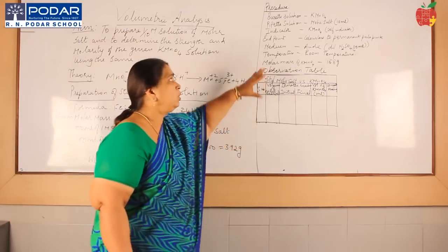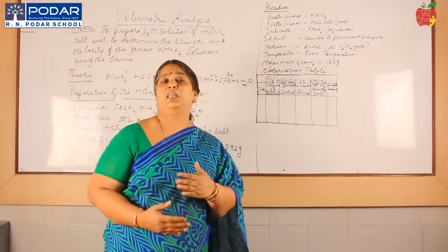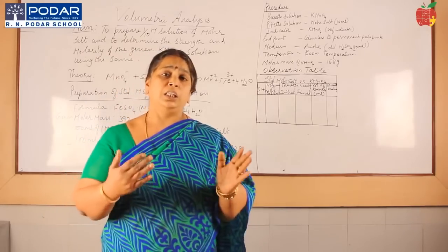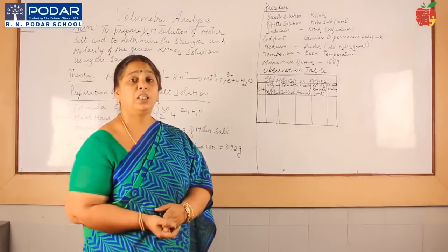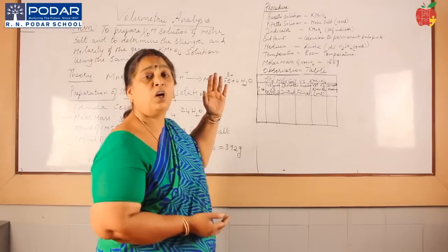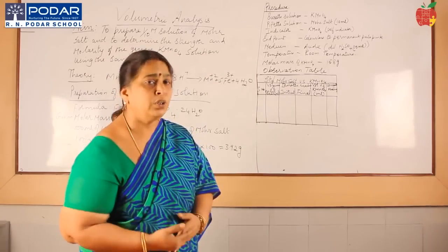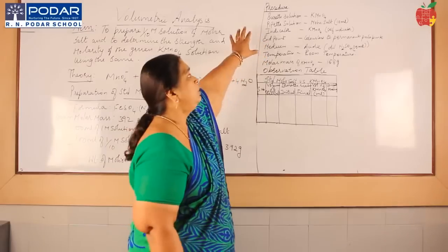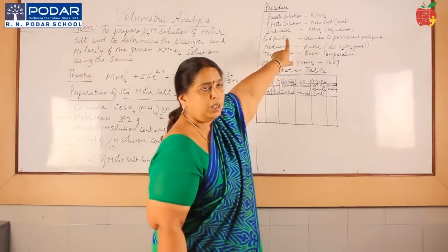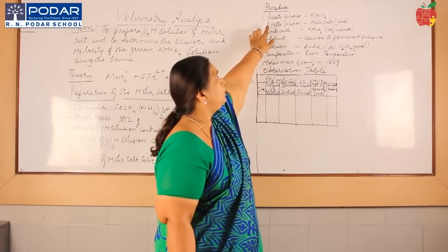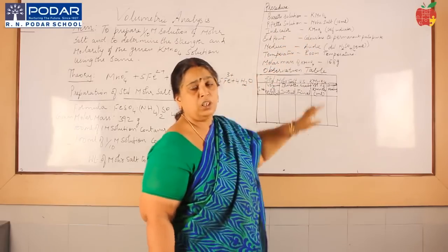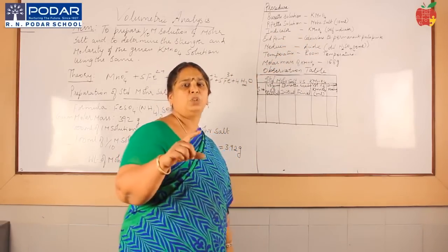Then we are coming to the procedure. You don't have to write a lengthy procedure as you have written in the journal, whether to wash the burette and all. But it is necessary that you mention what you are going to take in the burette or what you are going to take in the pipette. You can even give it in tabular form. Burette solution, I will be using KMnO4. Pipette solution, you will be taking the Mohr's salt.